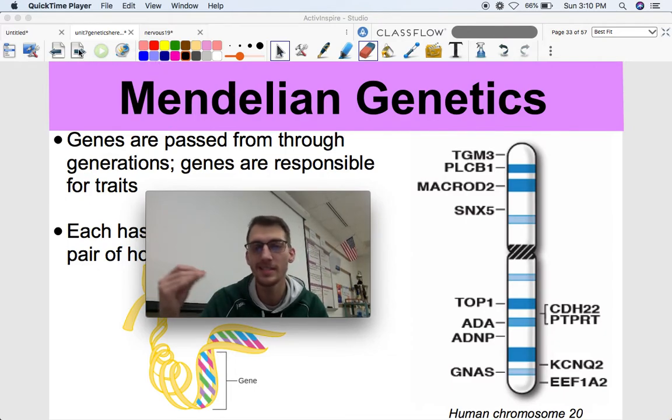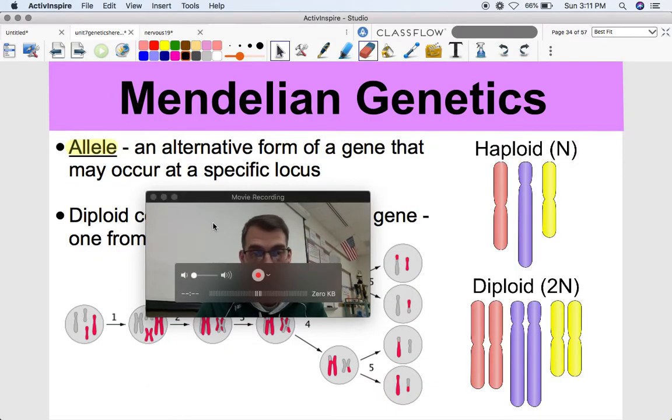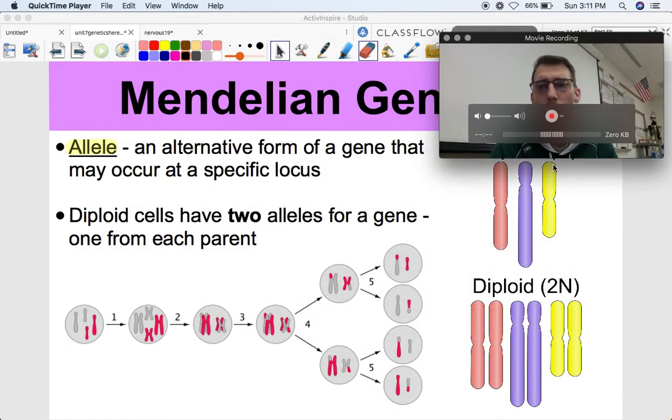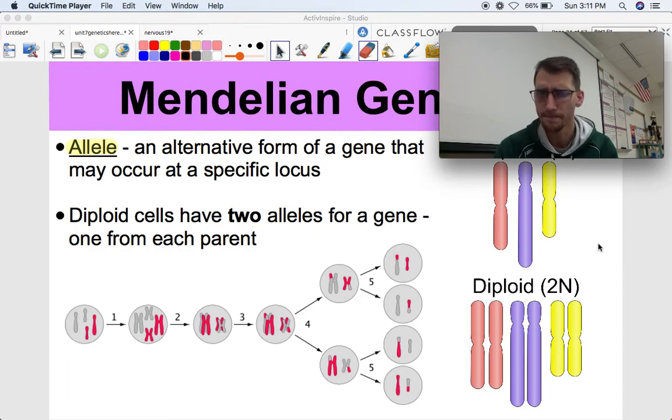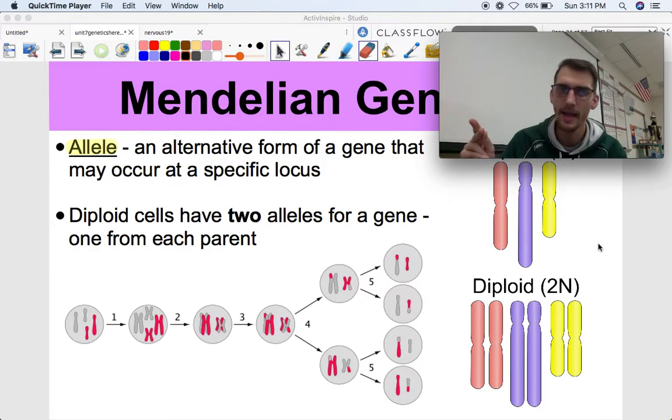So chromosomes contain the genes, and the genes are passed down. Genes determine your traits. We've been over this before, okay? But what made these flowers different from one another is they both had a gene for flower color, right? But they had different versions of the gene for flower color, okay? And those versions of those genes are what we call alleles. And those are alternative forms of genes that may occur at a specific locus, right?